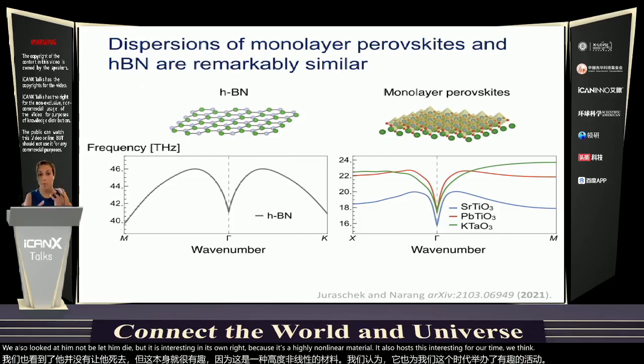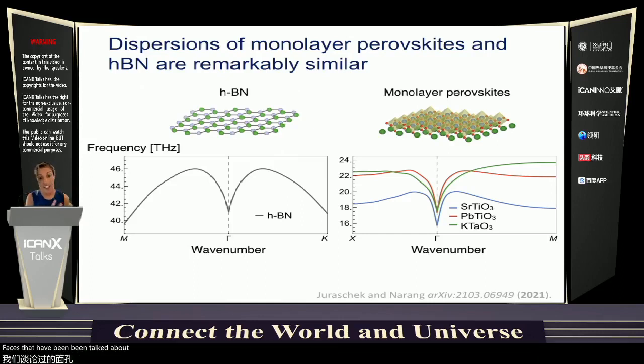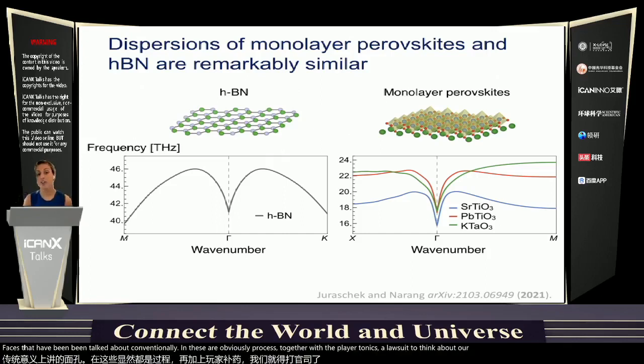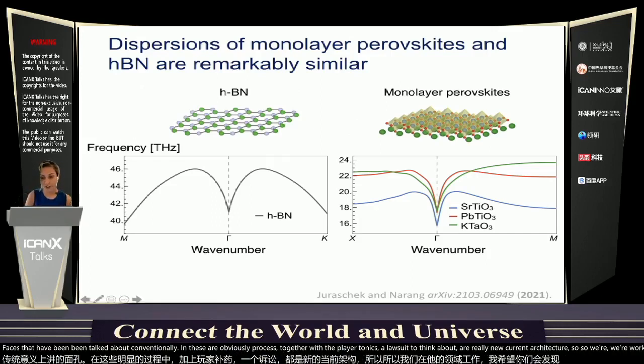We think that combining the types of condensed matter phases that have been talked about conventionally in these ABO3 perovskites together with the polaritonics allows you to think about really new quantum architecture. So we're working in this field, and I hope that some of you will find this to be interesting.